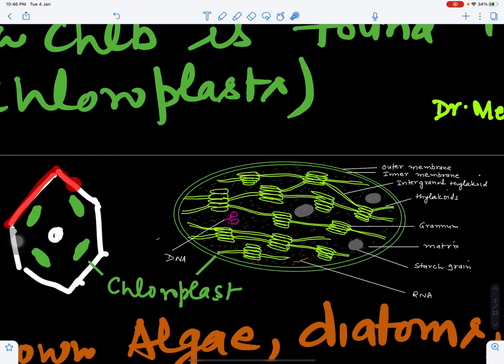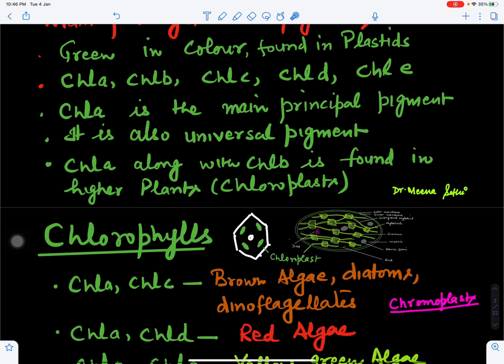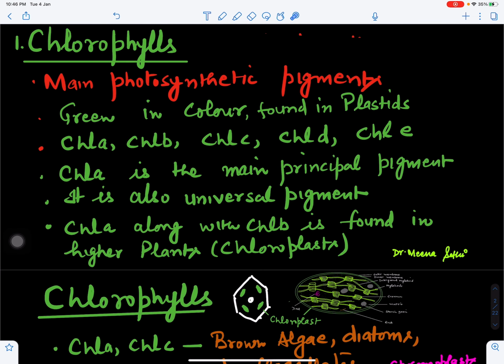Here I have shown a cell in which chloroplasts are present, and this is the detailed structure of the chloroplast. In the membrane of the chloroplast, pigments are found which are called photosynthetic pigments. The photosynthetic pigments involved in photosynthesis can be chlorophyll-a, b, c, d and e. But chlorophyll-a is the main, or principal, pigment involved in photosynthesis. This is found in all plants, so it is also called the universal pigment.